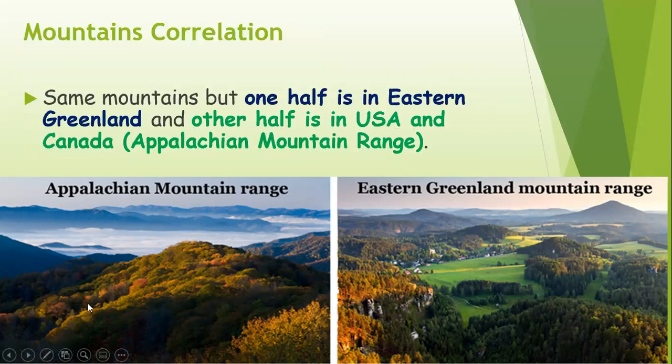This one is in the USA and Canada, the Appalachian mountain range. And this one, the Eastern Greenland mountain range, is in Greenland, which is totally in a different place. And you have an ocean in between them. How can you have the same type of mountains, half of them in one continent and half of them in another continent? It means these mountains must have got split up, and that is why the continents have now drifted apart, but a long time ago they were together. So he proved his point with the second evidence of mountain correlation. Now let's go to his other evidence.